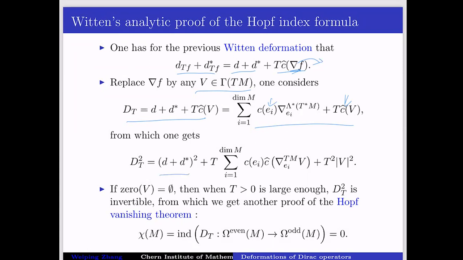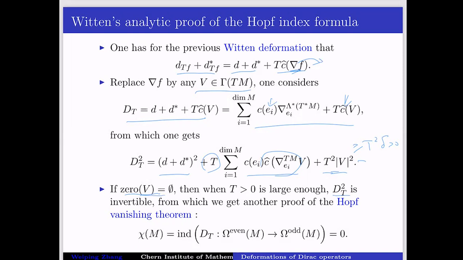So if V has no zero, then this middle term is bounded, and this one would be bigger than or equal to some positive number. The bounded term is dominated by T squared. This will dominate the coefficient of T when T is large. So when T is large, and when V has no zero, tautologically D_T squared will be very positive, is invertible.